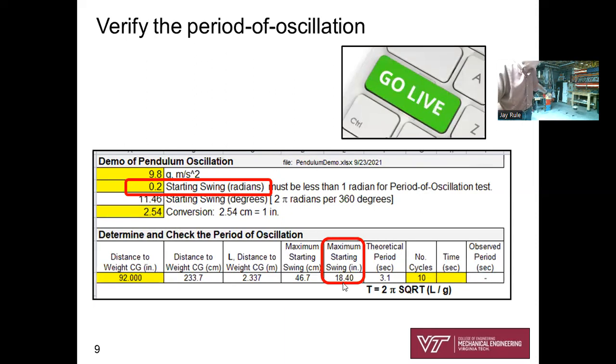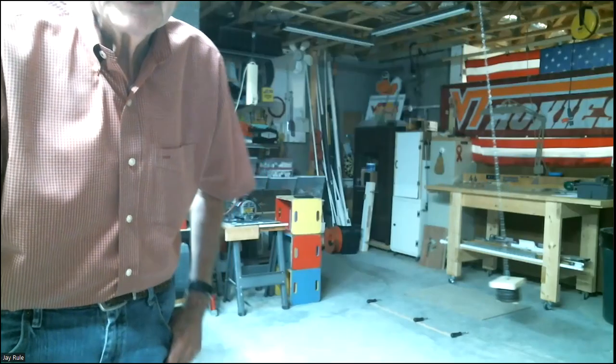I've got that marked; those are just nut drivers down on the ground. So that little second mark is going to be 18 inches. The theory says, given our length of chain, the theoretical period is 3.1 seconds. So I'm going to stop sharing and we'll go live.